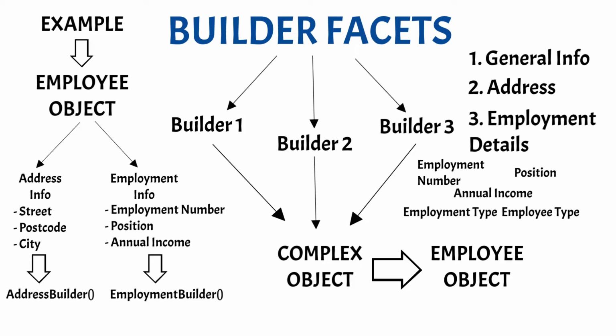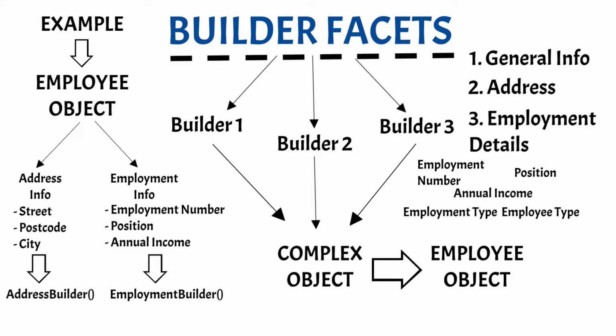So which means that in order to store the address information of a particular employee, we will create a separate builder, and similarly in order to store all the employment details of the employee, we will create a separate builder. So these are the 2 builders that we will create in order to store the address information and also the employment details of a particular employee. And this is where builder facets helps us.